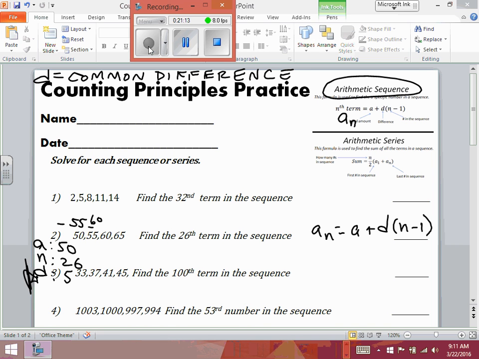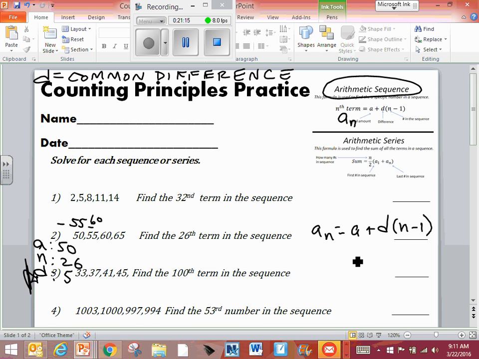All right, here it comes. A, what did we say A was? A was a 50 plus D, we said it was a 5. N is 26. Anybody know the final answer on this one? 175. 175.